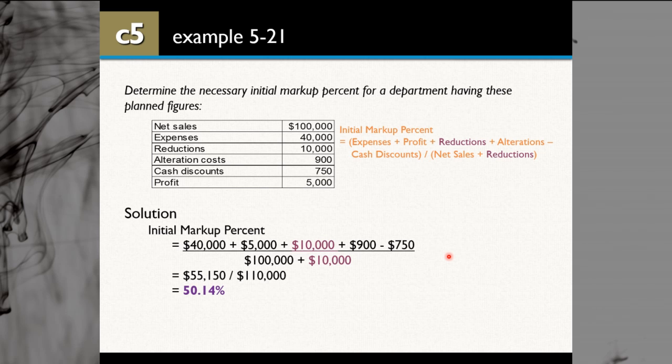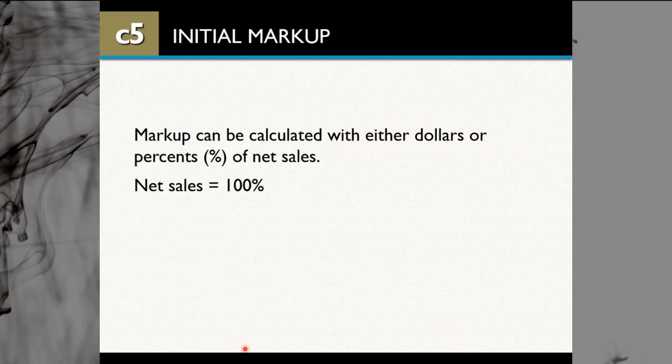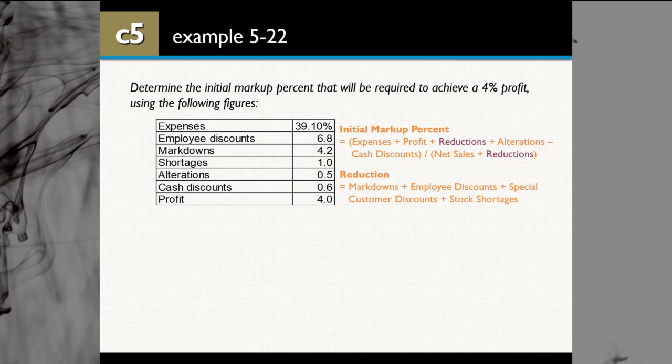And once again, it's more likely to be changed if something happens, or if there are any additional costs, or if there are some markdowns and so on, your final maintained markup will be changed. And your markup can be calculated with either dollars or percent of net sales, because your net sales is always, once again, 100%. And you just calculate your initial markup based on the dollar. So let's go ahead and look at the example based on the percentage. Also same, but you use the percentage.